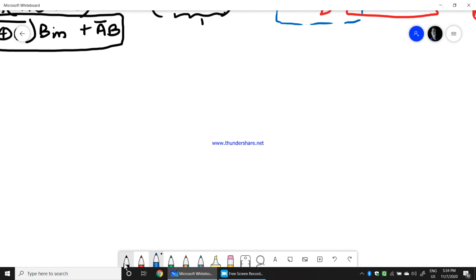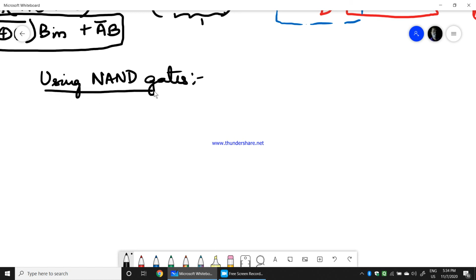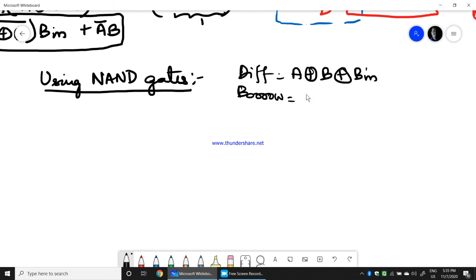Now let us design the full subtractor using NAND gates. A XOR B XOR B in is the difference, whereas the borrow is A XOR B the whole bar, multiplied by B in, plus A bar B.